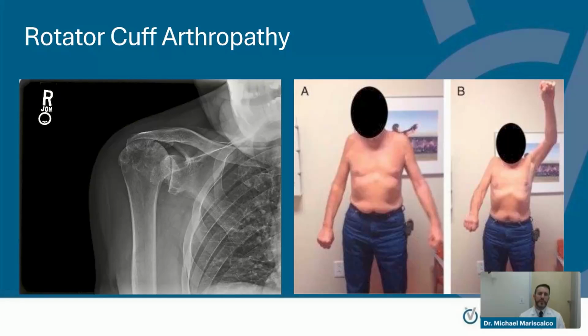Sometimes it's so severe that it's been described as being pseudo-paralytic, or not paralyzed in the sense that the motor function is not working, but the ball cannot rotate on the socket because there's no humeral head depressor effect from the rotator cuff. And so this is where the reverse shoulder replacement has really been a big evolution in the ability to help these patients improve their overall function post-operatively. Next slide, please.